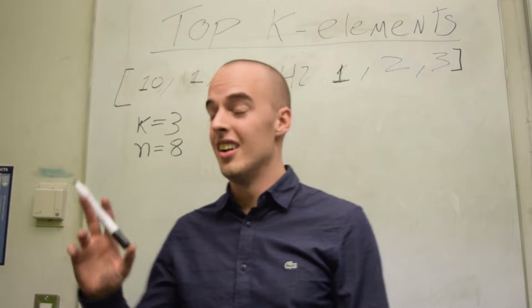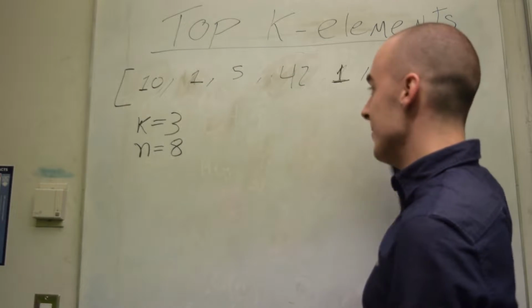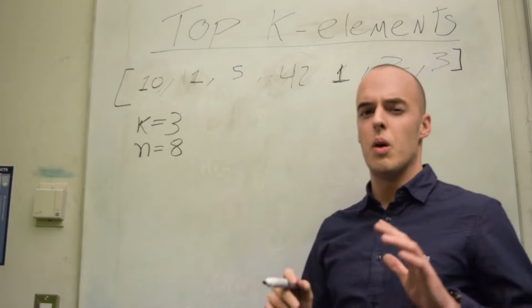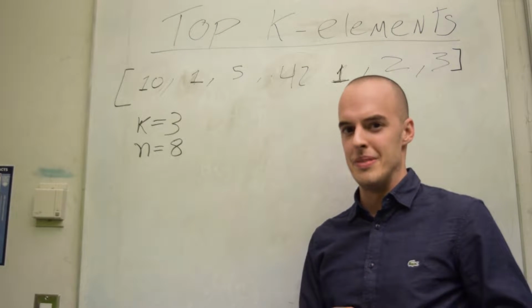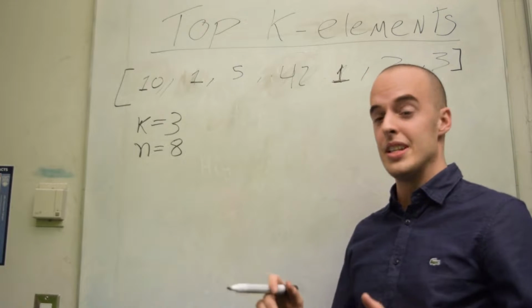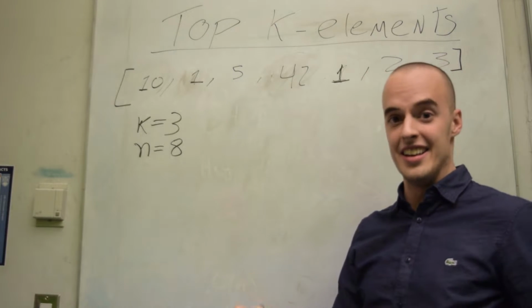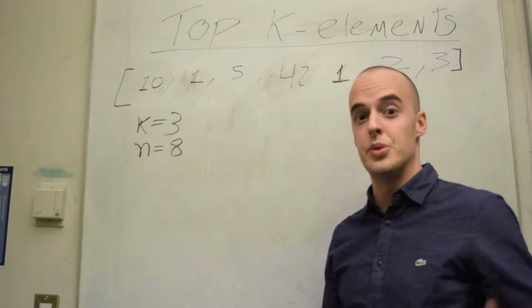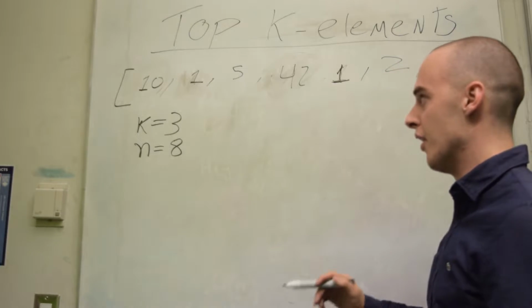Today we're gonna approach the top k elements in an array problem. In this case, k equals 3. What exactly does top k elements mean? Top k elements means that we're looking for the top elements, whatever value of k that is, in an array. So this would be the top 3 biggest elements of our array.